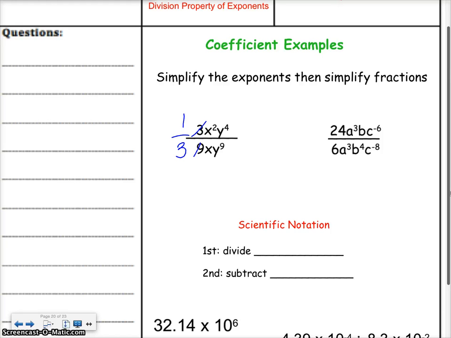So this is going to be x to the 2 minus 1. You have to make that 1 come out. Y to the 4 minus 9. Which is x, y to the negative 5.